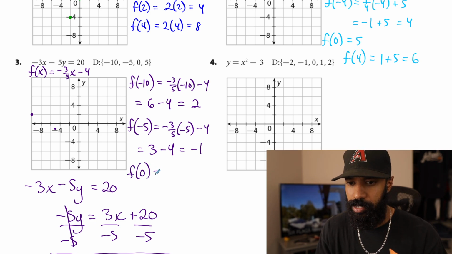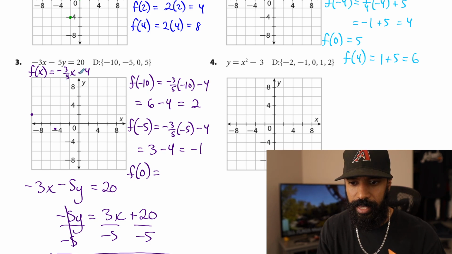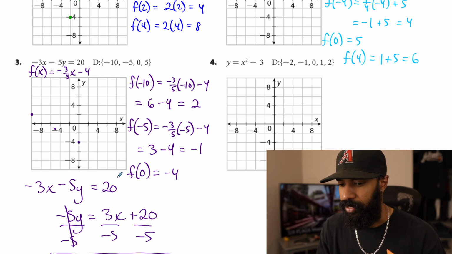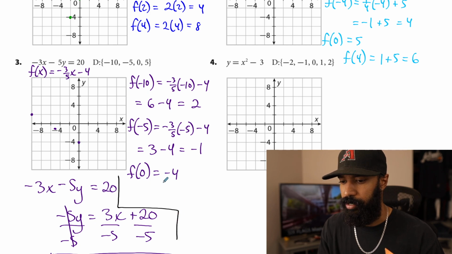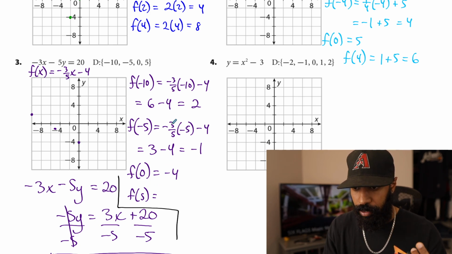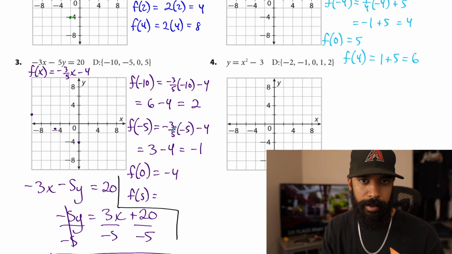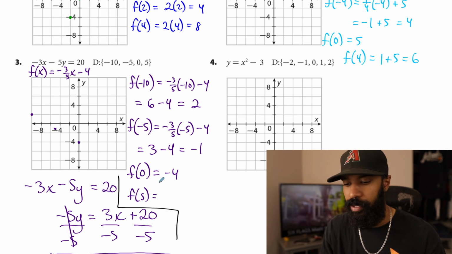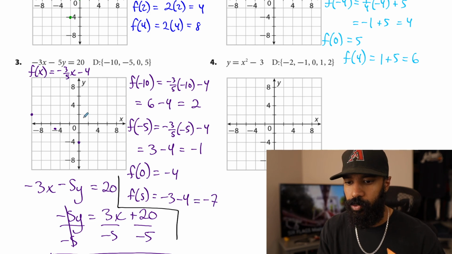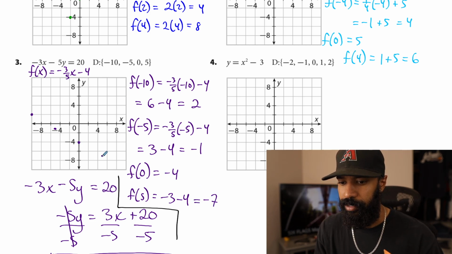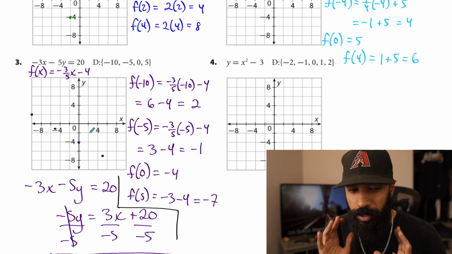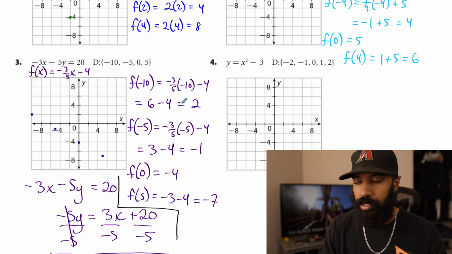F of 0, same kind of thing as before. This turns into 0, and then minus 4 is negative 4. So I got that point right there. And lastly, I have f of 5, which, to not overthink it, it's going to give me a negative 3 this time. Think about last time it gave me a positive 3 with a negative 5. It's going to give me a negative 3 with a positive 5. Minus 4, that's negative 7. So I get 5 comma negative 7 right there. Those are my 4 points, again going in that same kind of linear fashion, but I will not connect the dots because of my restricted domain.